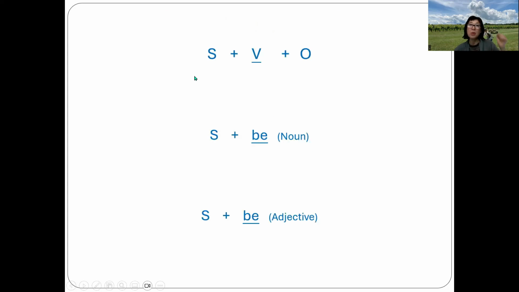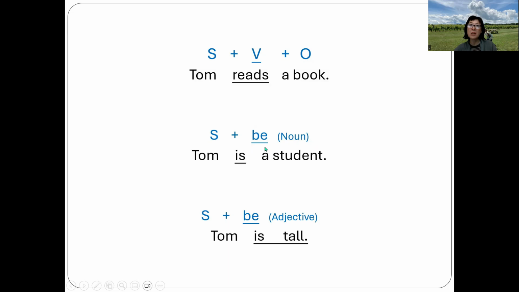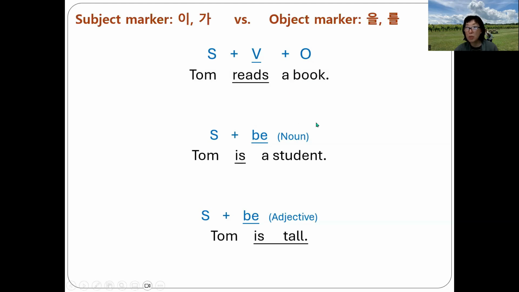Then let's see. Based on English sentence structures, let's translate those English sentences into Korean. You see, Tom reads a book. So Tom is a subject and book is an object. Read is the verb. In English you don't have them, but in Korean we have what? Particles, subject particles and object particles. So for subject markers, 이/가, and object markers, 을/를. When you translate, Tom is a subject, so you add 이, 탐이. Book is an object, so add 을, 책을.